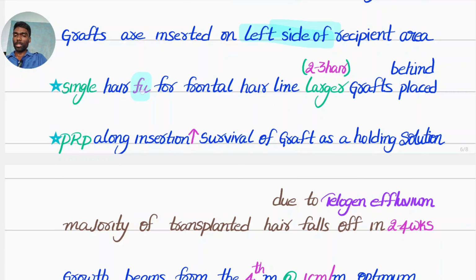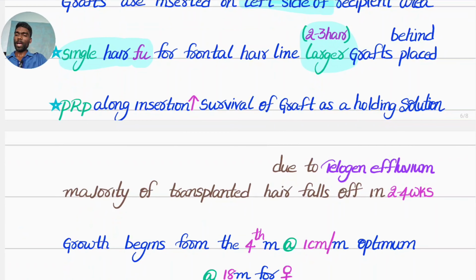Single hair follicular units are used to reconstruct frontal hairline, and larger grafts having 2 to 3 hair are placed behind the frontal hairline. PRP can be done along with insertion of grafts at recipient site. Why? It will improve the survival of graft as a holding solution, as it contains growth factors, vascular endothelial growth factors. It will improve the survival of the graft.